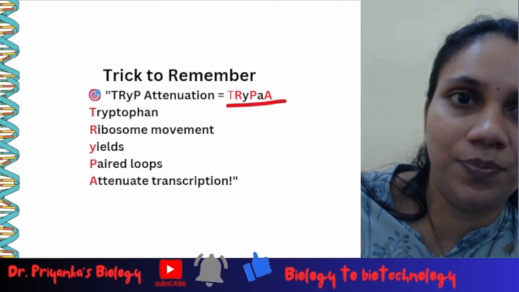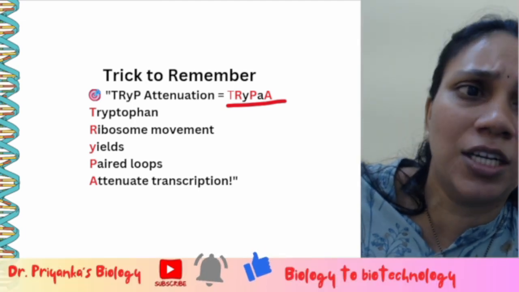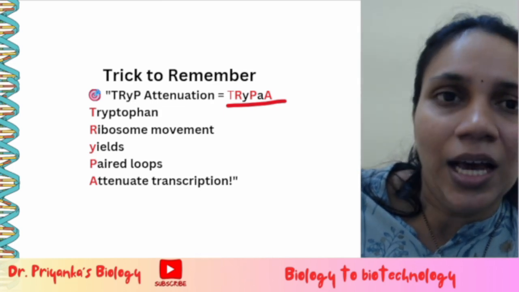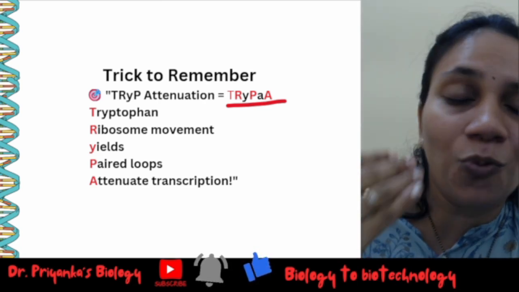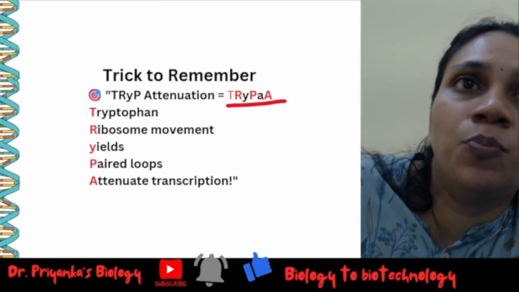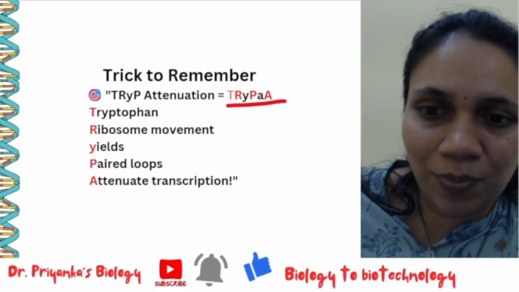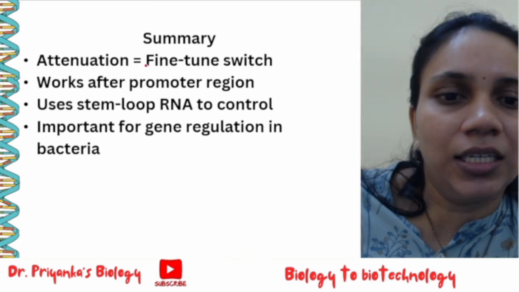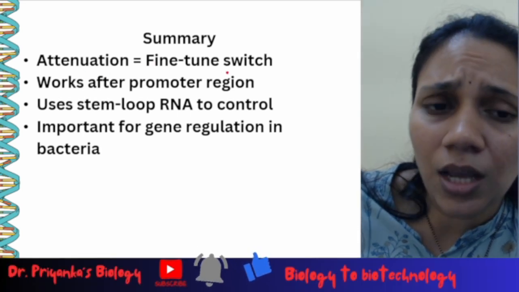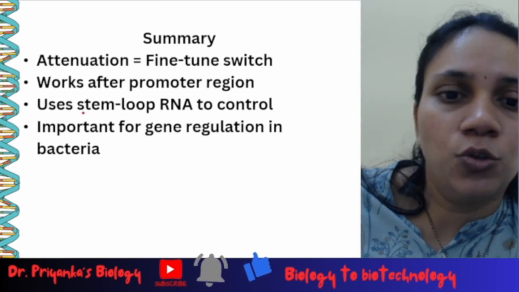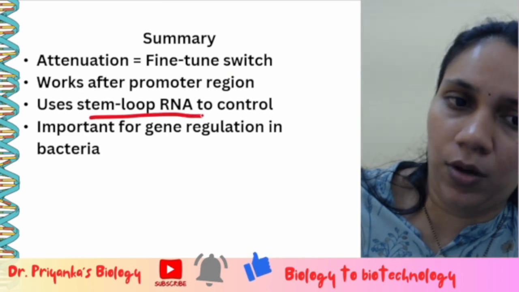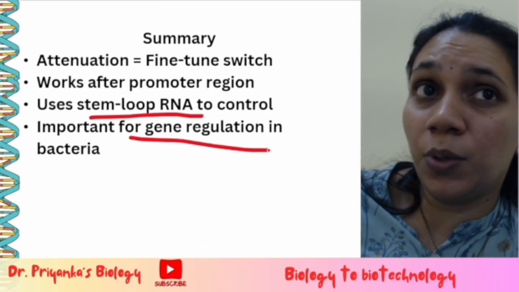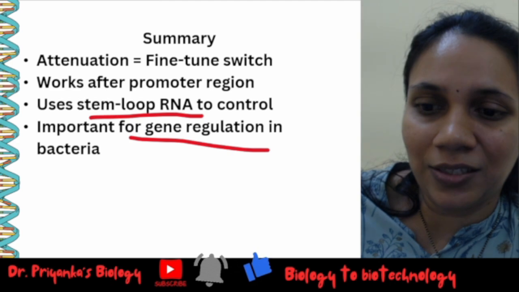You are going to quickly come out, right? Because you don't need to stay in the supermarket for long, because you were sent to get something, and if it is already there, there is no need to go get it. Same way, if there is enough tryptophan, why would your bacteria need to put in extra effort? Same thing happens in trp attenuation. So this is a quick summary. It is a fine-tuned mechanism in which the transcription is going to stop prematurely. It works after the promoter region. It uses the stem loop RNA to control, and is important for gene regulation in bacteria. Attenuation occurs in prokaryotes because translation and transcription occur simultaneously.